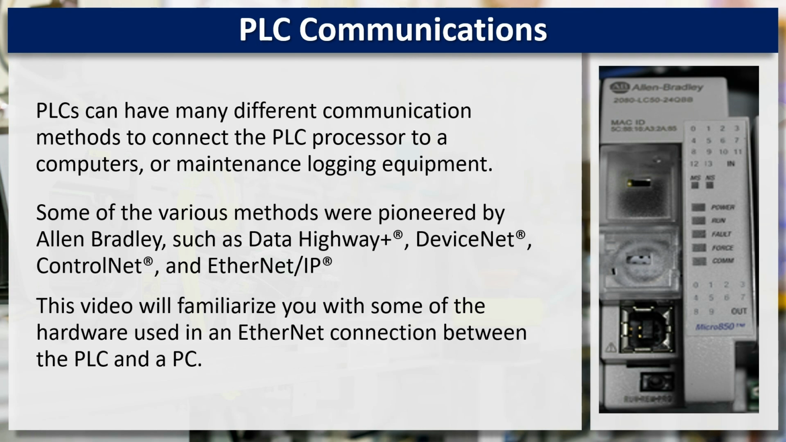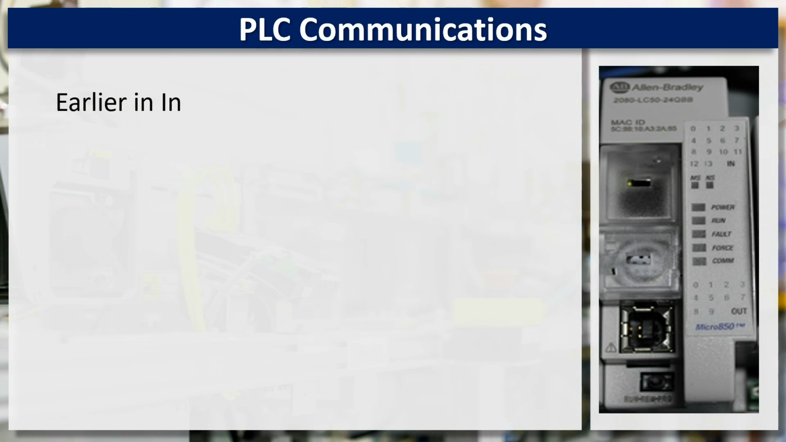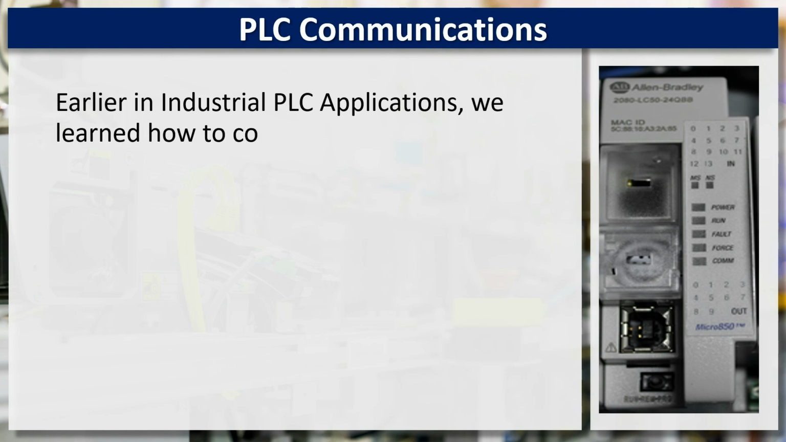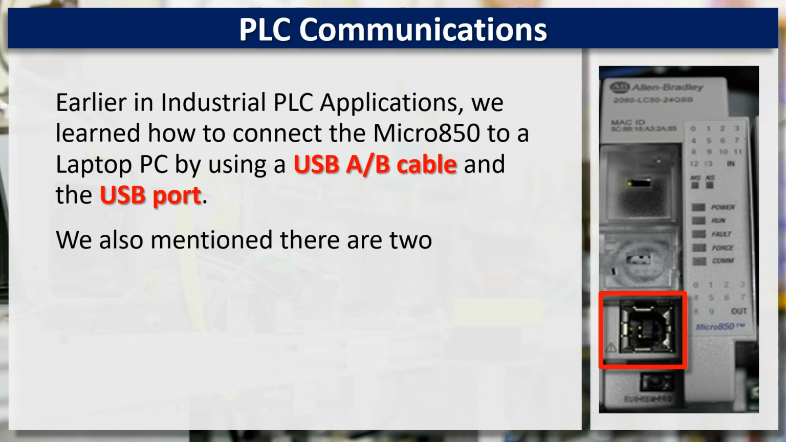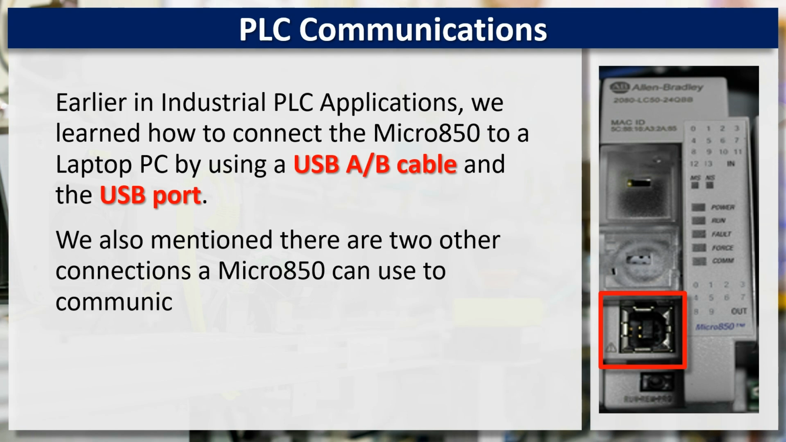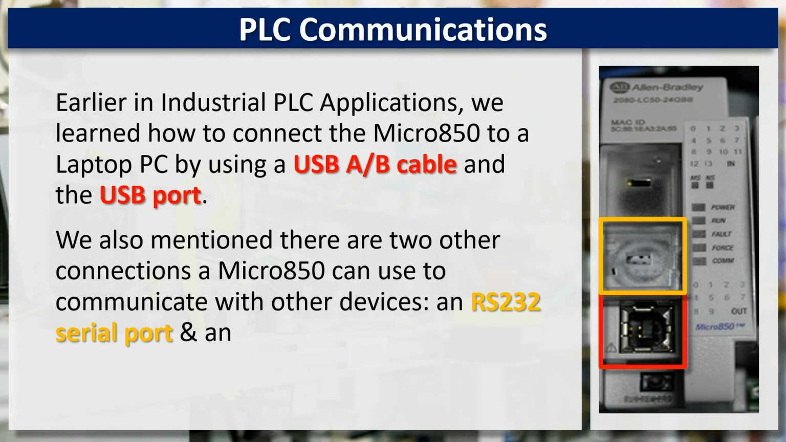PLC and the PC. Earlier, in Industrial PLC Applications, we learned how to connect the Micro 850 to a laptop PC by using a USB AB cable and the USB port. We also mentioned there are two other connections a Micro 850 can use to communicate with other devices: an RS-232 serial port and an Ethernet port.